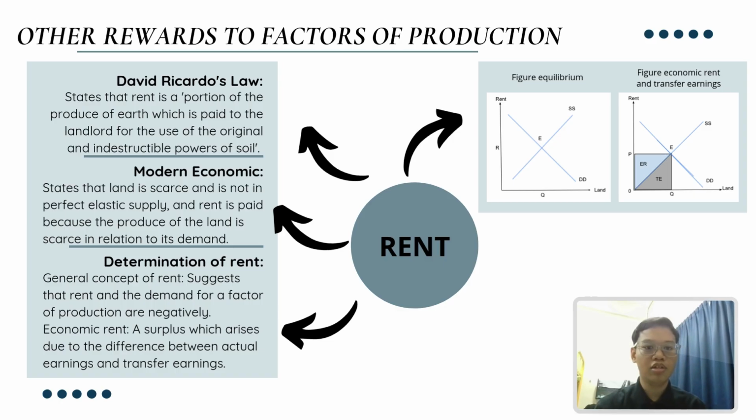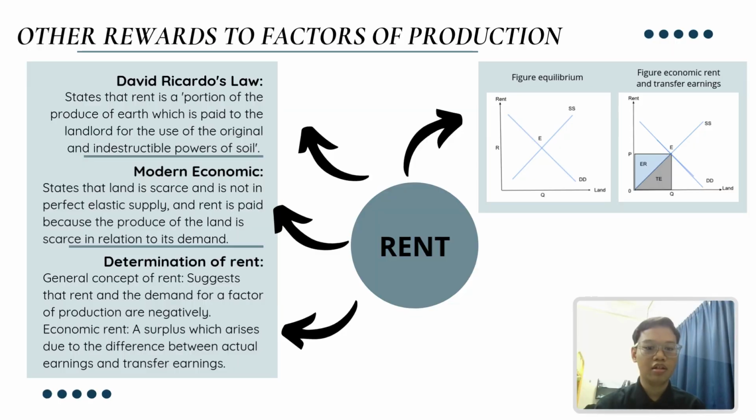Firstly, the reward to a factor of production is rent. In David Ricardo's law, he states that rent is a portion of the produce of earth which is paid to the landlord for the use of the original and indestructible power of soil. Next, in the modern economy, land is scarce and is not in perfectly elastic supply. And rent is paid because the produce of land is scarce in relation to its demand.